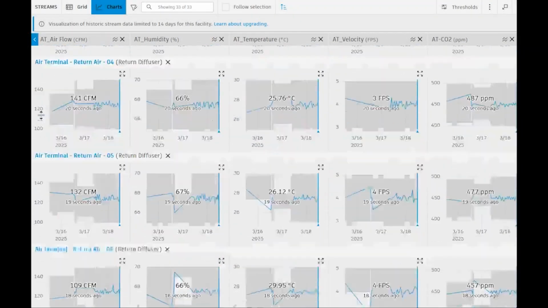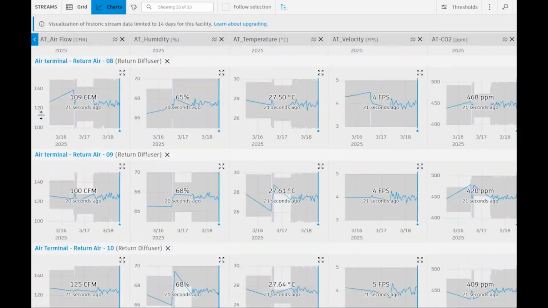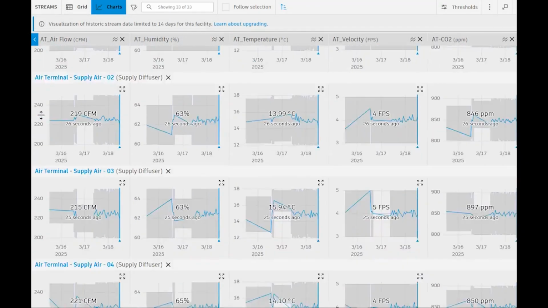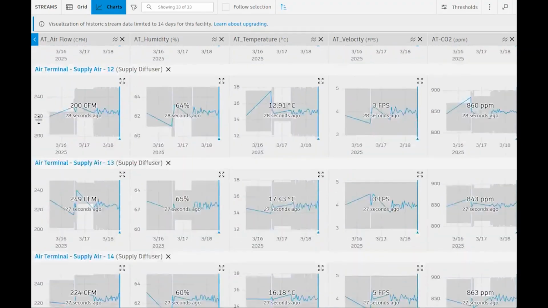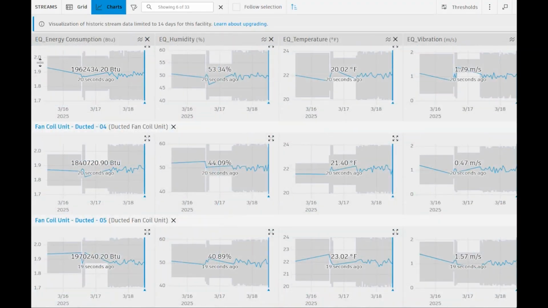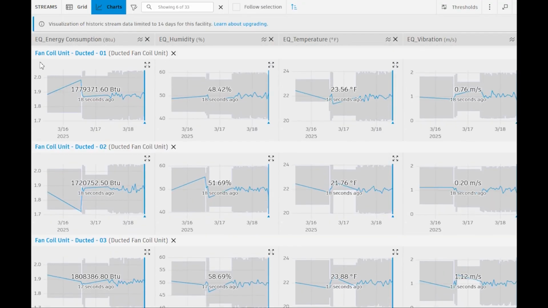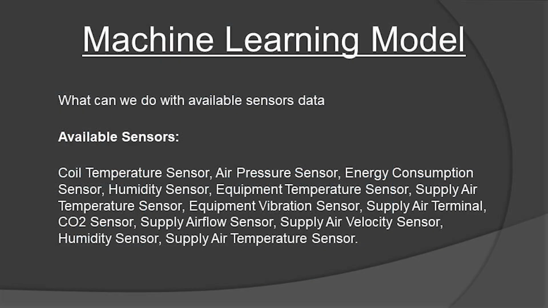Here is the data flow chart for streams. As told before, having the data on dashboards and charts only is also a digital twin. Training the machine learning model based on available sensors, what can we achieve?